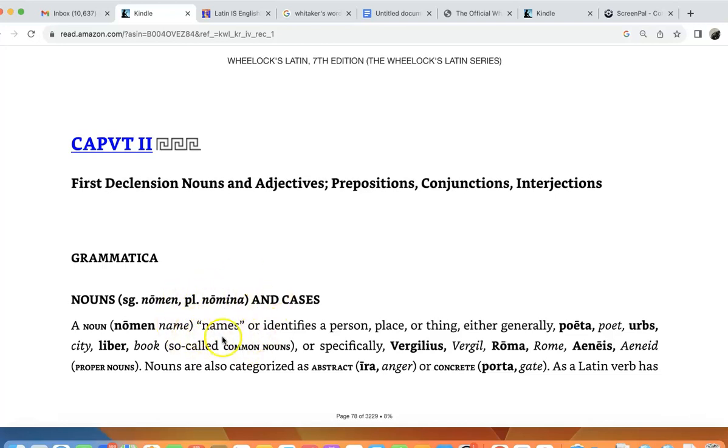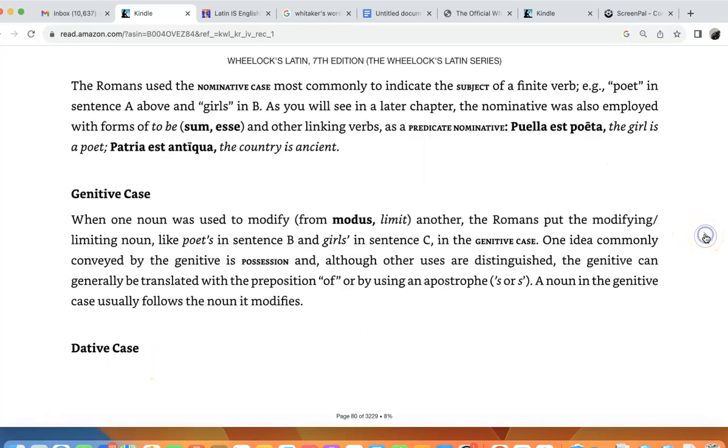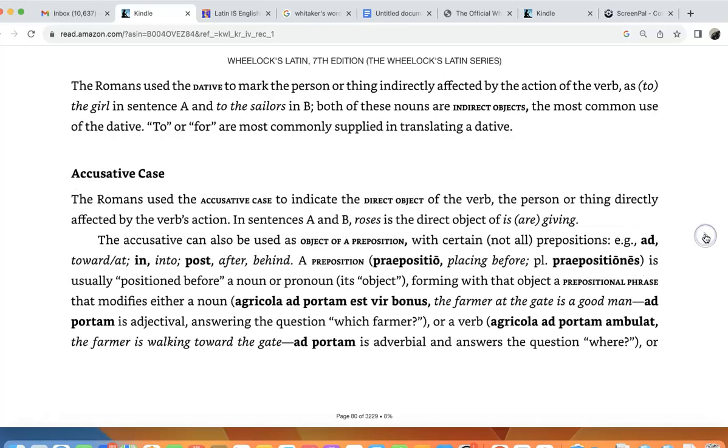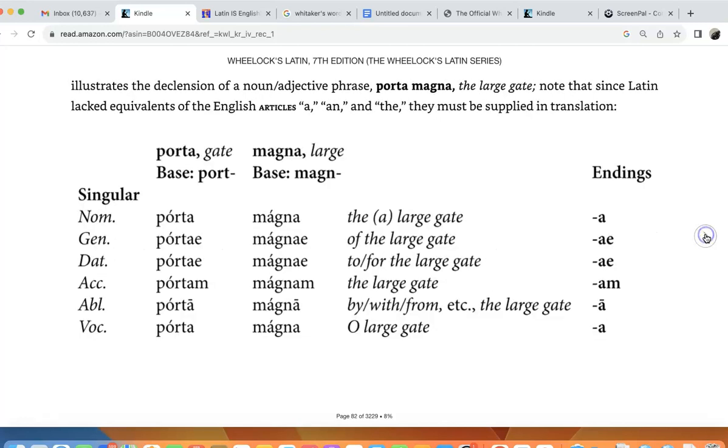So imagine we're in class in D-Rich or whatever. I would call on somebody to read this right here about nouns, but you want to do this on your own. So imagine you did that, and then you get to nominative case, and you read through that. And you get the genitive case, and you read through that. You get the dative case, you read through that. Accusative, you read through that. And of course, the examples as well. Ablative case, you read through that. Vocative case, you read through that.